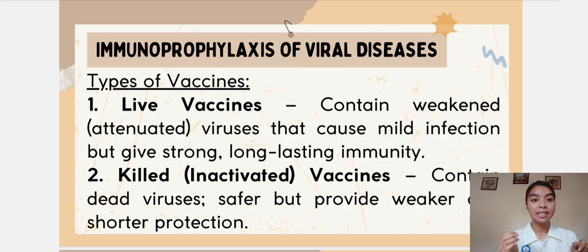Live vaccine contains live virus, and the killed vaccine contains dead virus. The live vaccine can provide long-lasting and strong immunity, but the killed vaccine can provide weaker and shorter protection. Let's move on to the next slide.